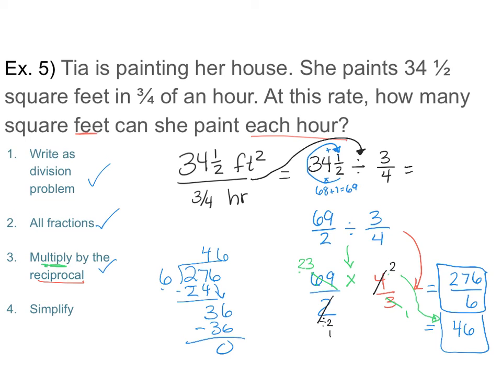So what does the 46 actually mean? It's how many feet squared she can paint in each hour. So it's 46 square feet per hour, or the unit rate.